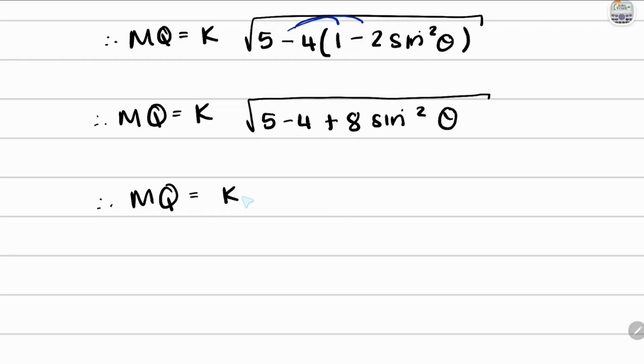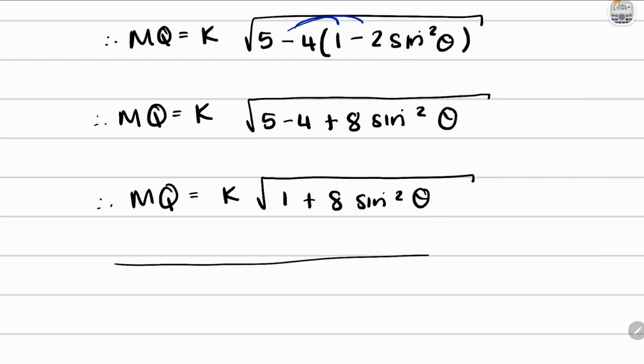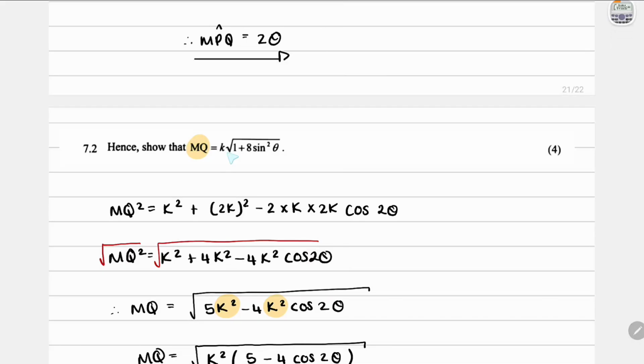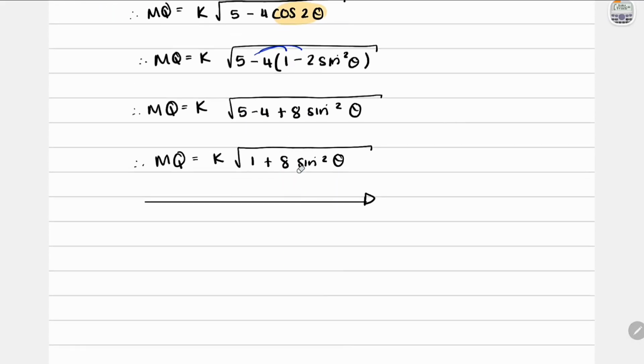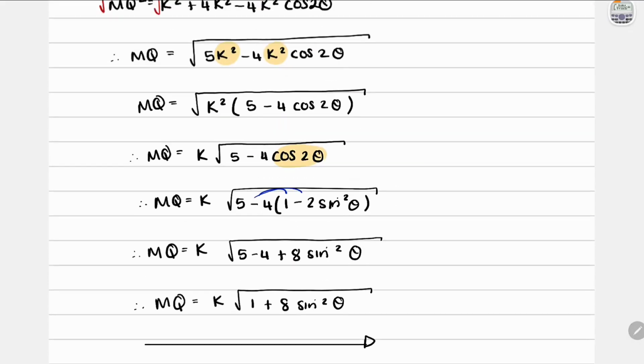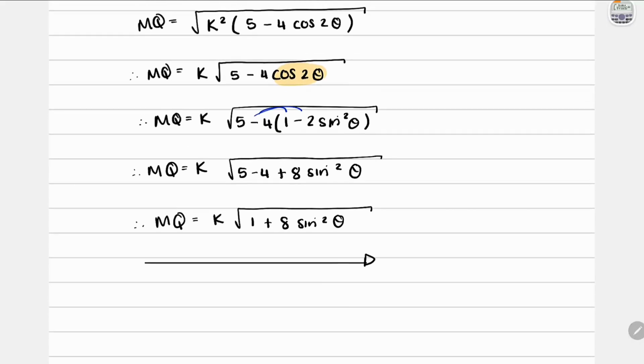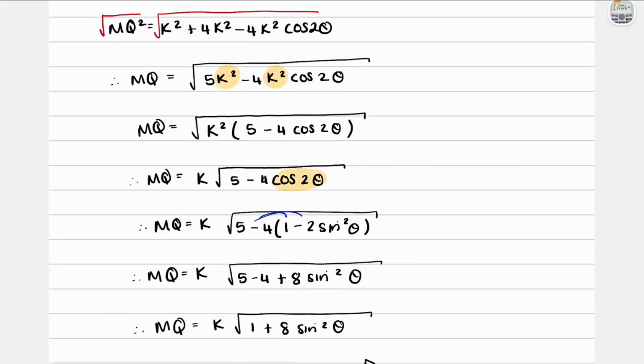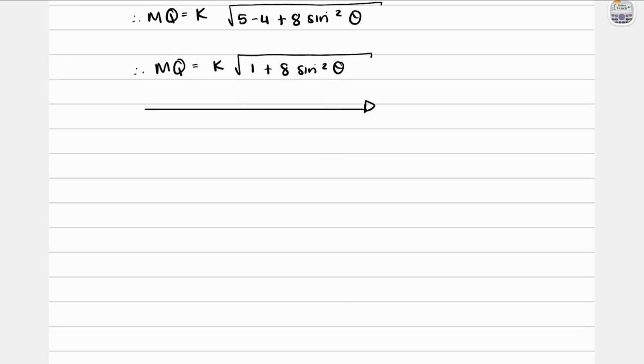MQ is equal to K square root. And over here, because these have now been separated into terms, 5 minus 4 is 1 plus 8 sine squared theta. And that is exactly what they did. So always make sure you look at their solution, their answer, and just see how can you actually get yours to look like theirs. Okay, so that is what we have there. That's the second question in question 7. And then we move on to the last question in question 7.